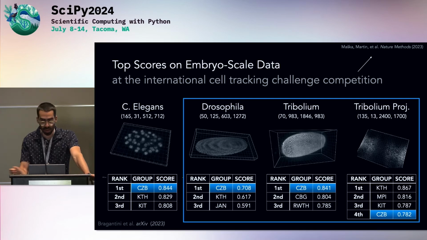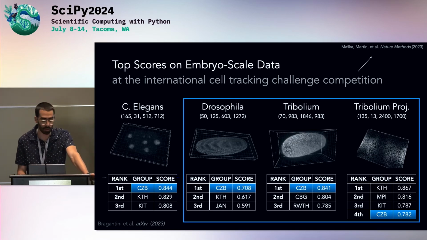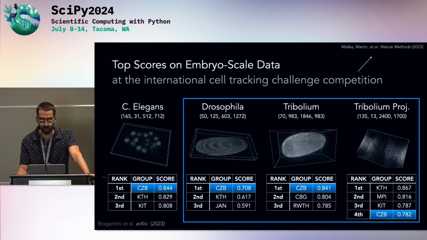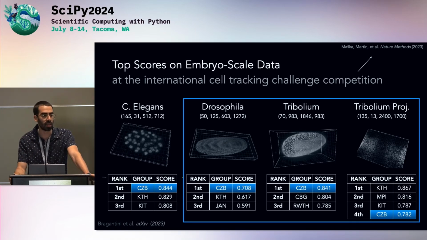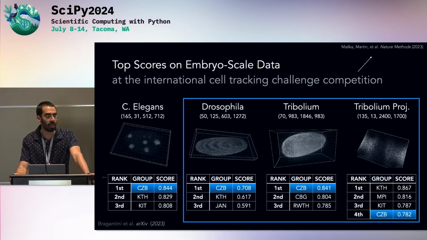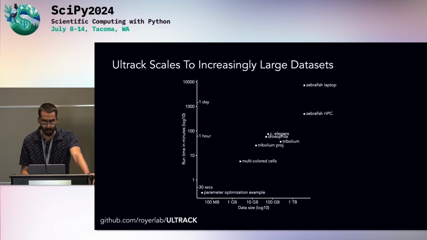So, if we focus on the Drosophila data set, we have a huge increase from 0.617 to beyond 0.7. This is just using image processing. So I think this highlights how tracking and segmentation, at least in this case, is more of a clustering problem than a prediction problem. And we compared how this method scales to increasingly large data sets.